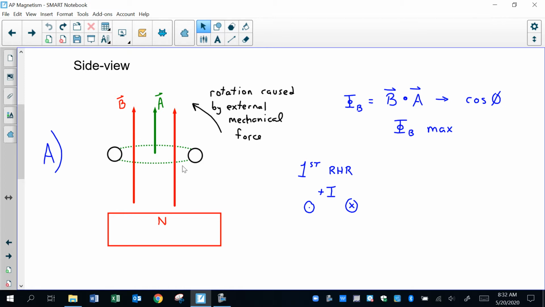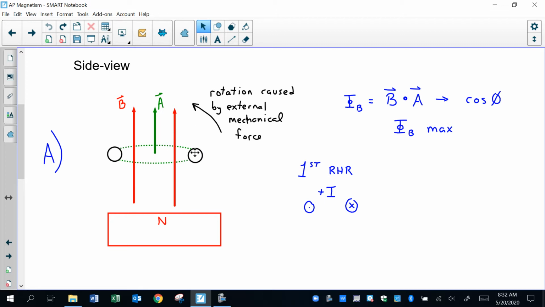Now, I have just wires. There's no current going through the wires. It's just sitting here. The current that we're going to get is going to be induced, so I don't have this connected to a battery or anything else. Rotation is going to be caused by an external mechanical force. So basically, I'm going to spin this thing around in a circle, and that circle is going to be going around like this.